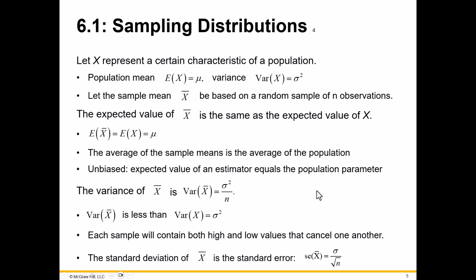So for our formulas that we are going to use, our standard error, our expected standard deviation, if you will, is going to be equal to sigma, if we know it, the population's overall standard deviation, divided by the square root of our sample size, n.